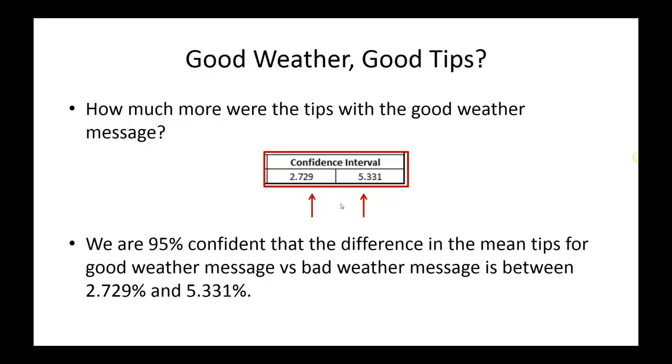So looking at our confidence interval, we can conclude that we are 95% confident that the difference in the mean tips for the good weather message versus the bad weather message is between 2.729% and 5.331%. In other words, if you write a good weather message on the bill, you're going to get somewhere between 2.7 and 5.3% higher tip percentage than if you wrote a bad weather message.